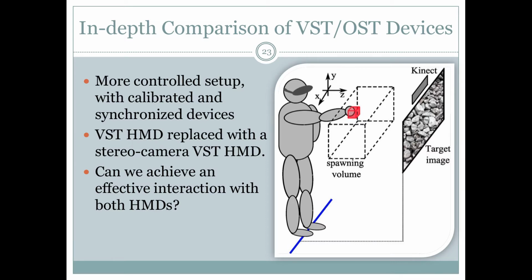If we see that we cannot achieve, with the current implementation, an effective interaction with, for example, the video see-through devices, it is possible to implement rendering techniques to show the objects closer to the user if we see that the depth perception is compressed no matter what. So we can change the way that the objects are displayed.